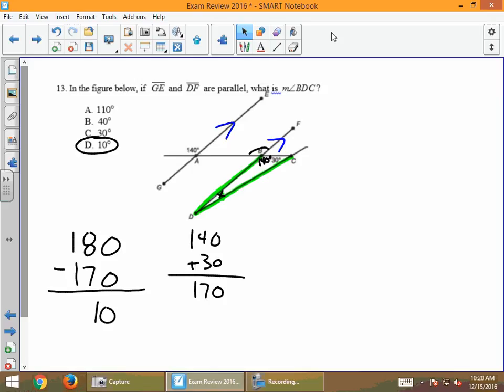Again, there are multiple ways to get that same answer, but hopefully you're going to have to make it into a triangle. Questions on that one? Questions?